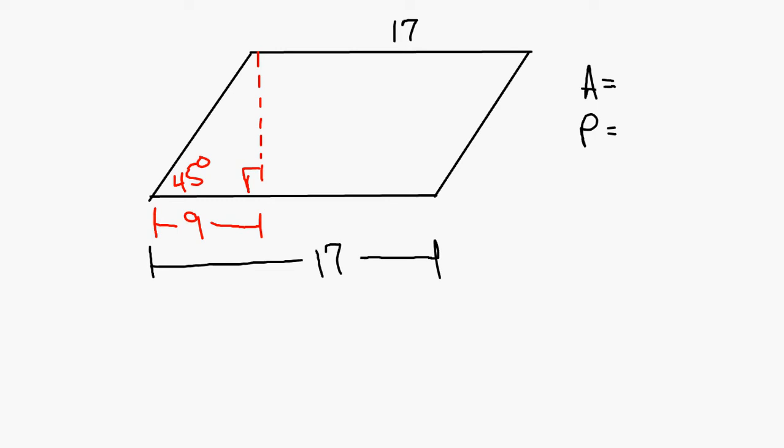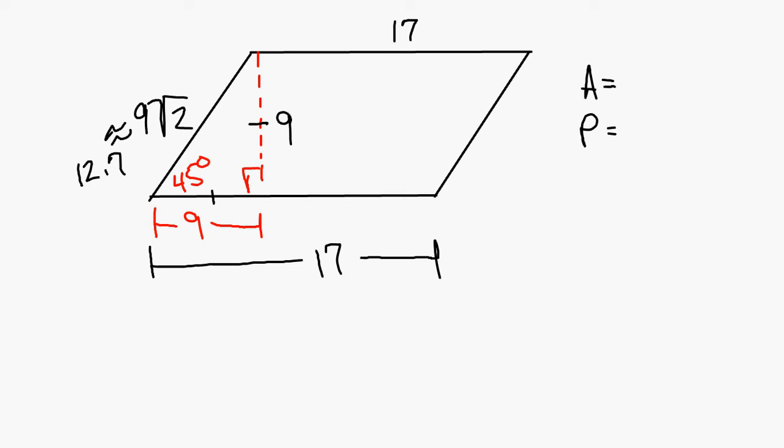If this is a right triangle with one 45-degree angle, the other angle is 45, and the two legs are congruent. So what's the height of this triangle? 9. And what's the hypotenuse? 9 times the square root of 2. Right? So let's see. 9 times square root of 2, 12.7. Okay, so 12.7. Alright, so we got a 17 and a 17.